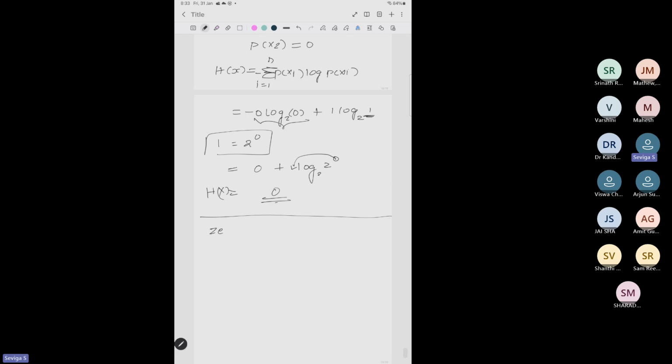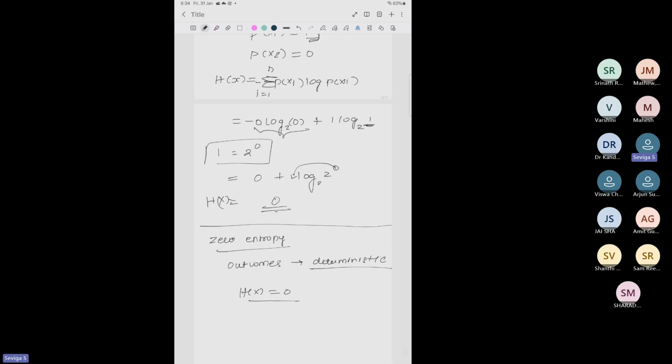Then we will have zero entropy. Suppose the outcomes are deterministic. There is no chance for uncertainty. Then we will have entropy to be 0, because no uncertainty or no information is gained by observing the outcome. So our entropy would be 0.